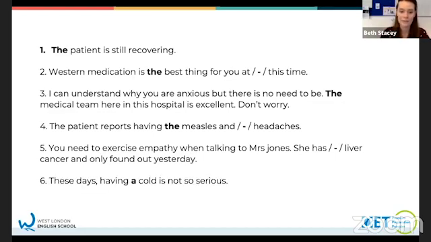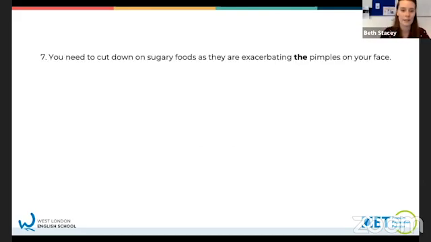Having a cold, so we do say a cold. It is a countable noun. I should mention back at number 4, headaches is countable. And the reason there's no article here is just because it's in the plural. So you can say a headache or 2 headaches. Let's look at number 7. So you need to cut down on sugary foods as they're exacerbating the pimples on your face. Now, in this case, it's the pimples because we know which pimples the person is talking about. It's obvious. It's the ones on your face.